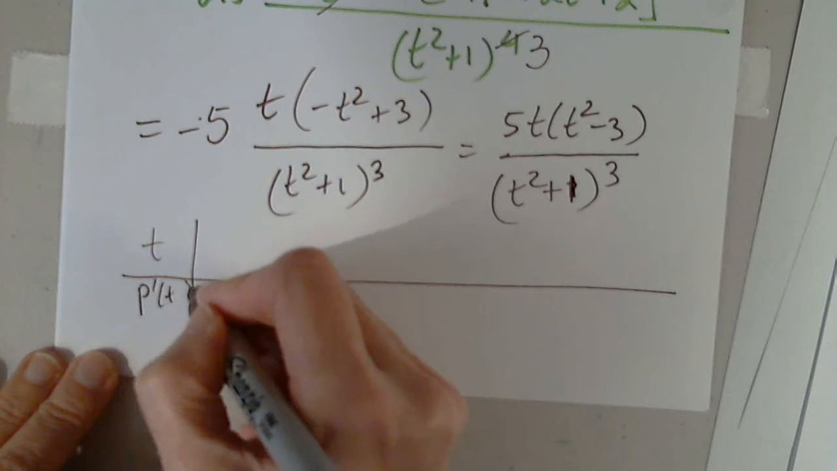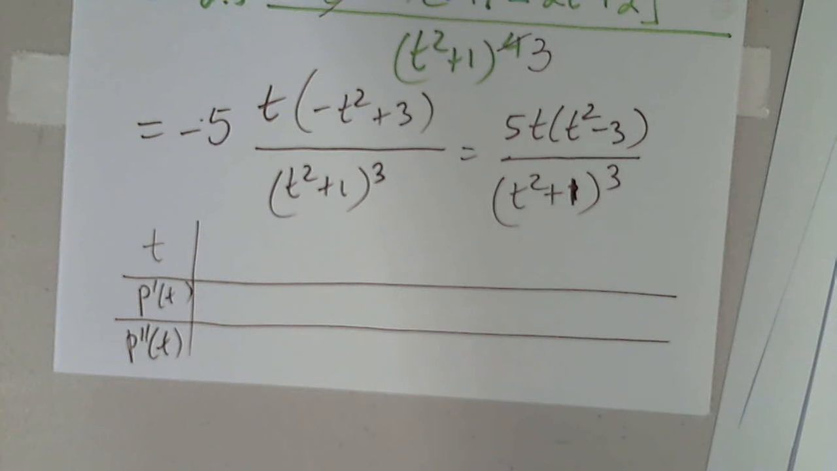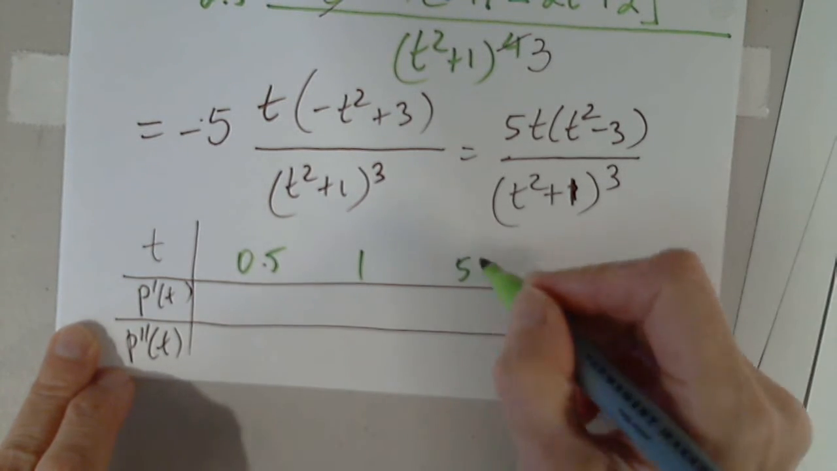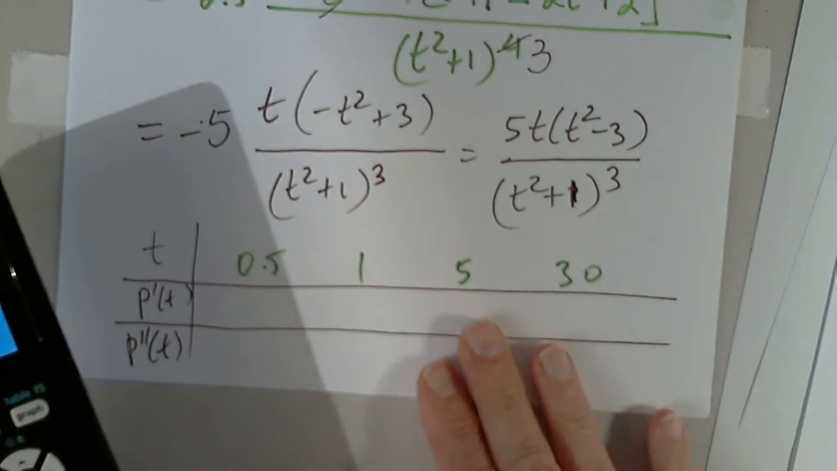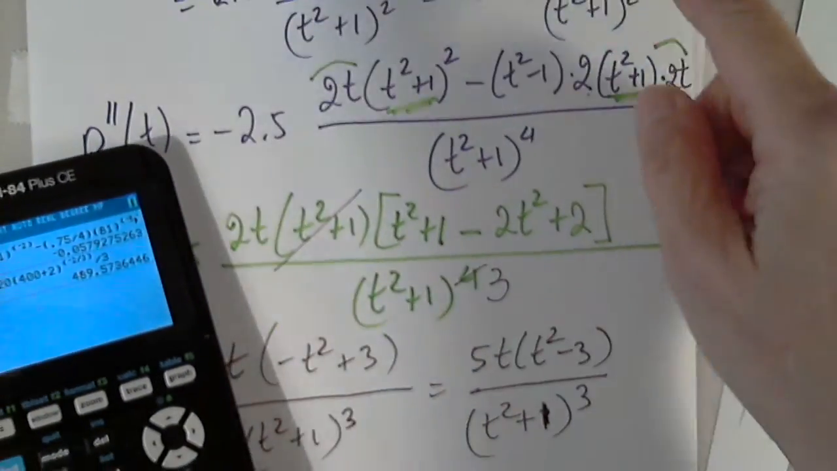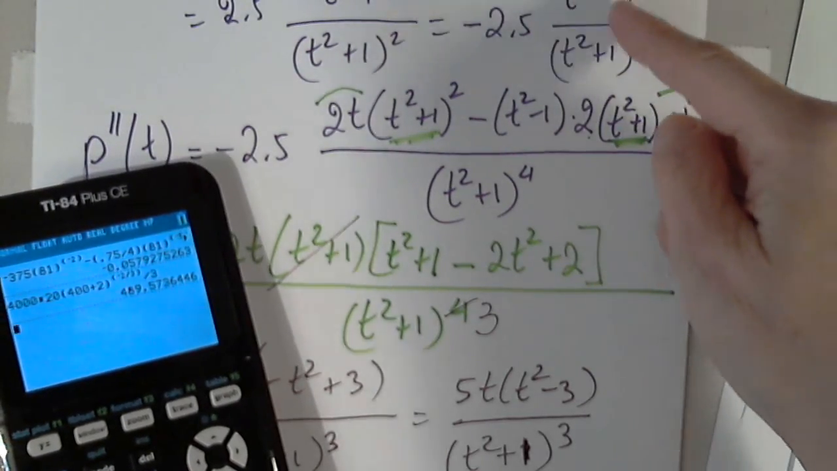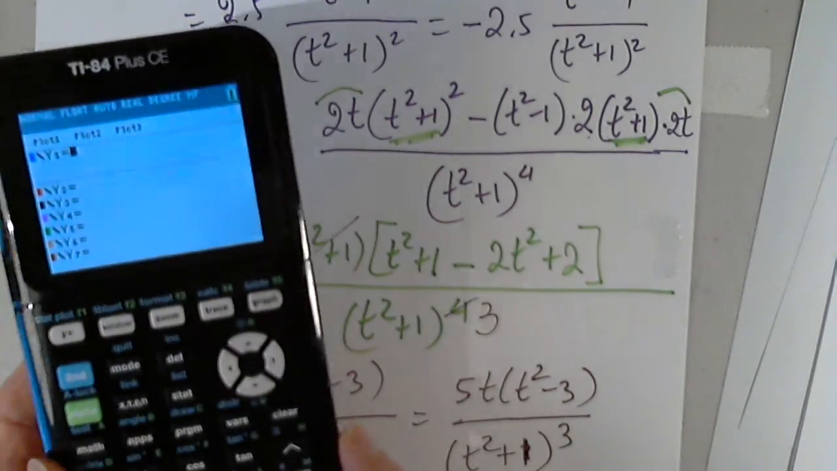And now I have T, I have P prime of T and P double prime of T. First derivative, second derivative. And they were asking us for 0.5, 1, 5, and 30. Here's the calculator. So I'm going to put in both functions. Where's my first derivative? Right here. Careful, negative 2.5 can stay outside, but you have to put parentheses around T squared plus 1. Careful with that.